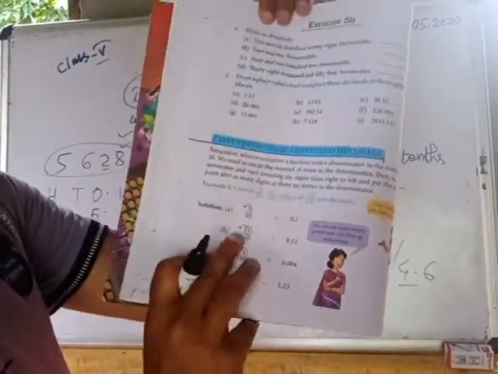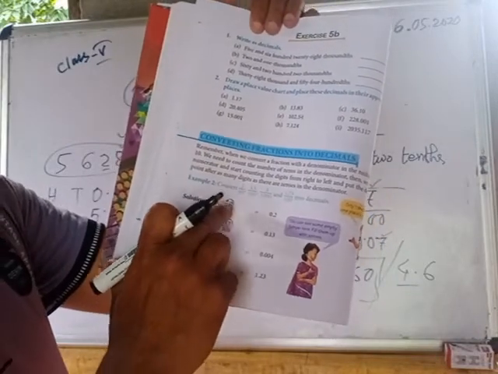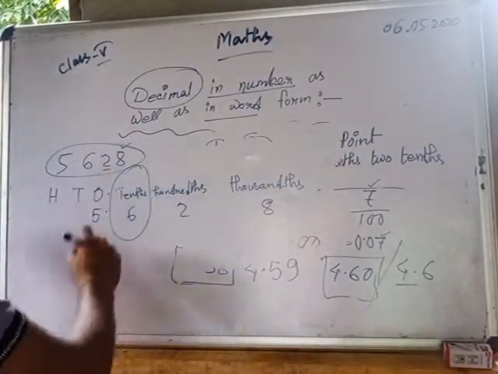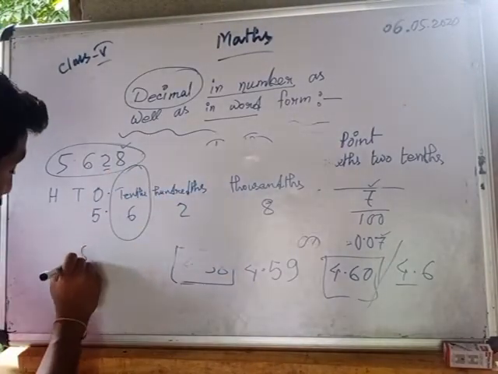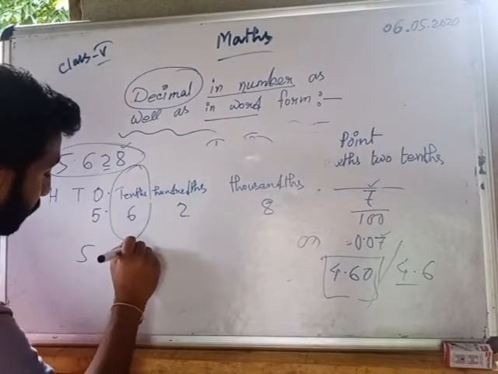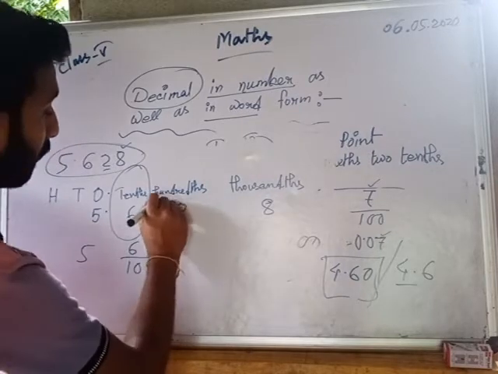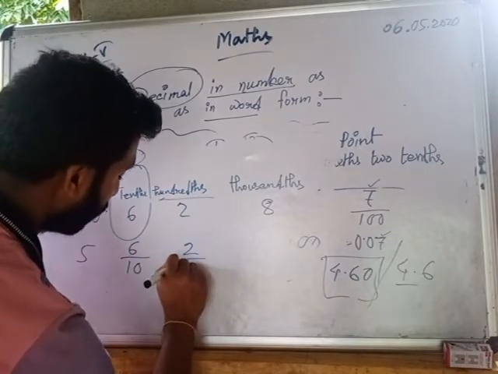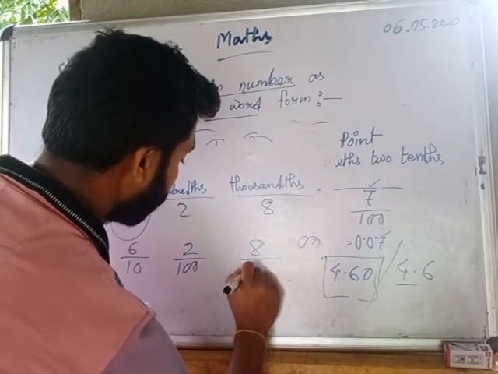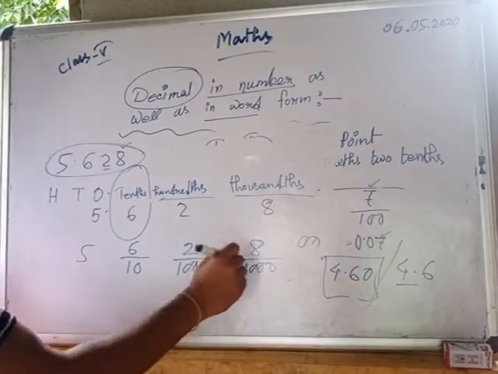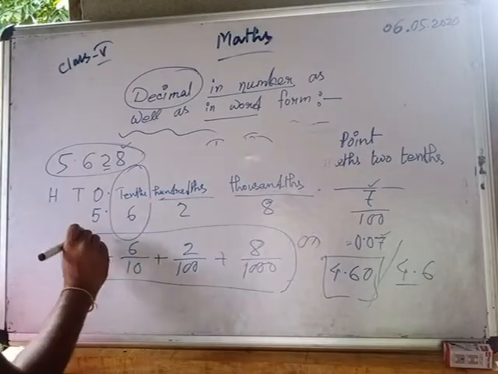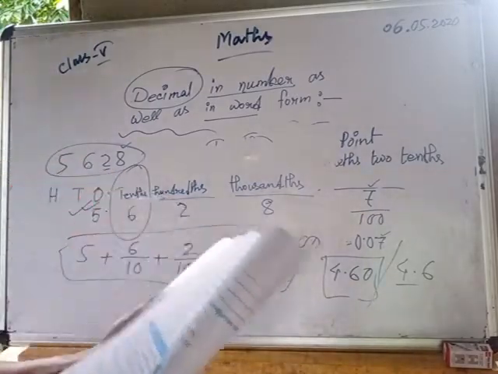Here write over here, if it is divided by 10, that means it is the place of tenths. That means we should write like this. 5, 6 is at the place of tenths, that means it is 6 by 10. If it is hundredths, that means 2 out of 100. Thousandths, that means 8 is at the place of thousandths, that means 8 by 1000. If we add all these numbers, then we should get this.